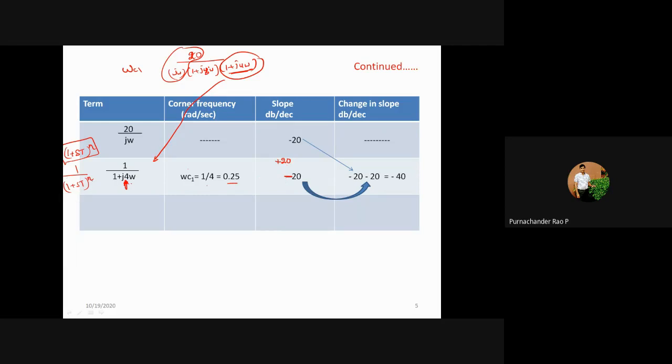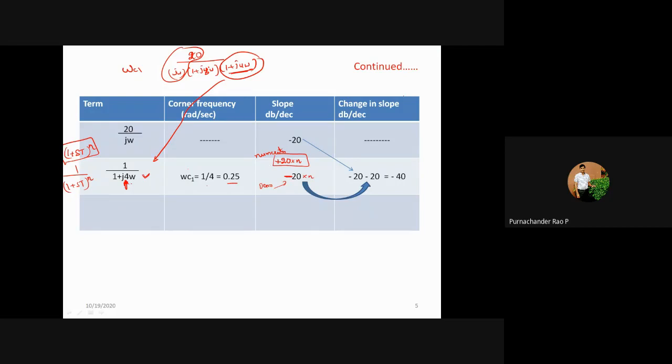If a power of n is there, then it should be multiplied with n. So here in this above case also, this is plus 20 times n. This is the numerator term, the term in the numerator of your transfer function. This is the denominator term. So here we have taken 1 by, so this is going to be minus 20.